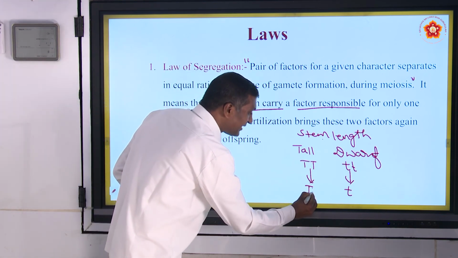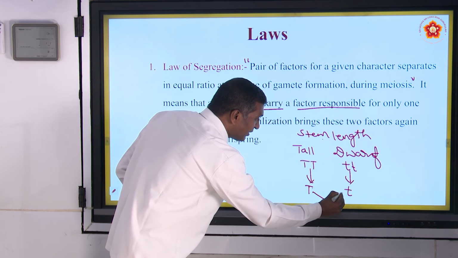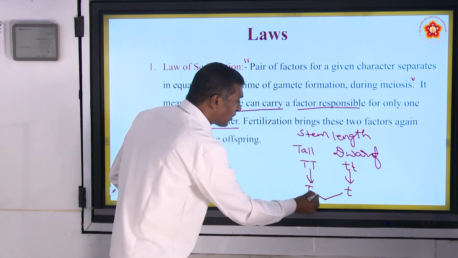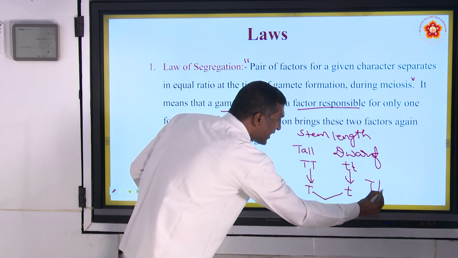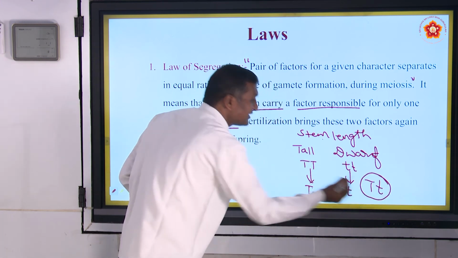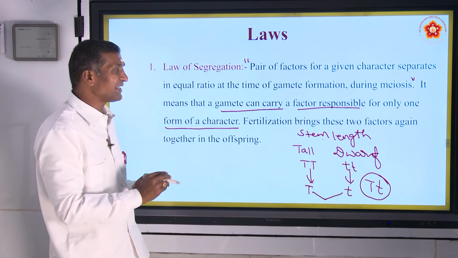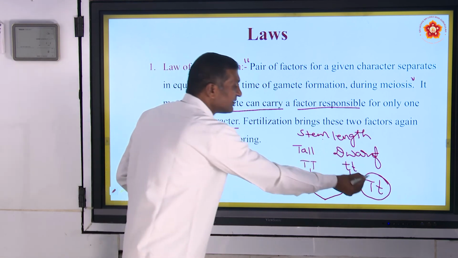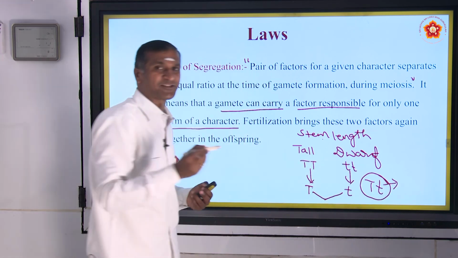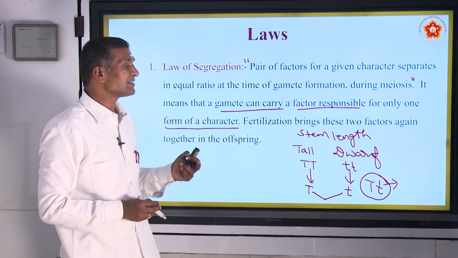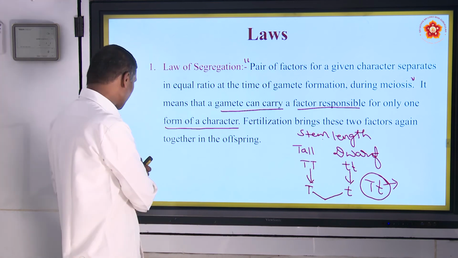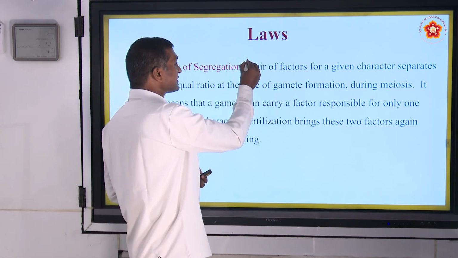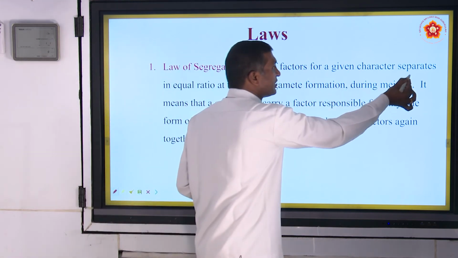Then the explanation goes, during fertilization, the cross pollination, those two combined, and the zygote that is formed has the two factors again together in the upcoming offspring. That is the meaning of this law. And the law is this much. You have to write only this much, the law.